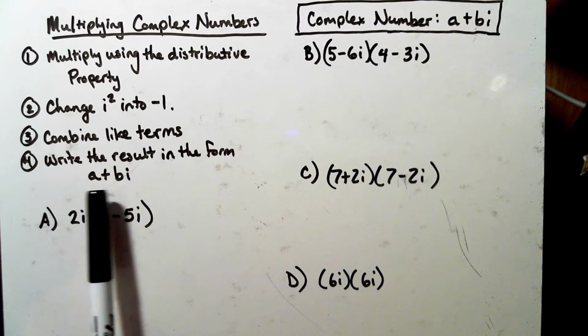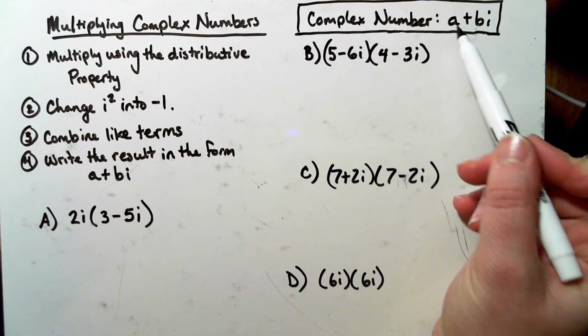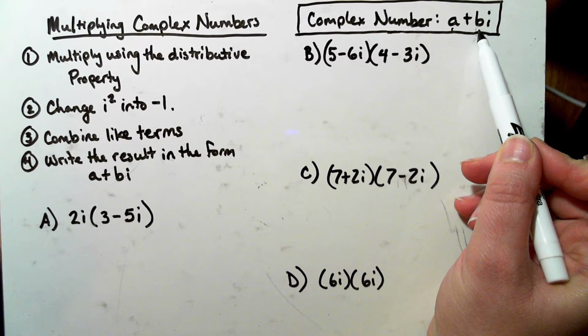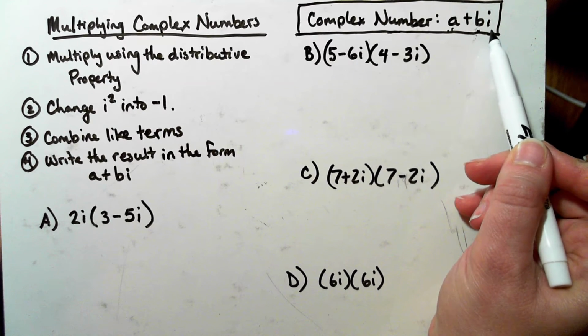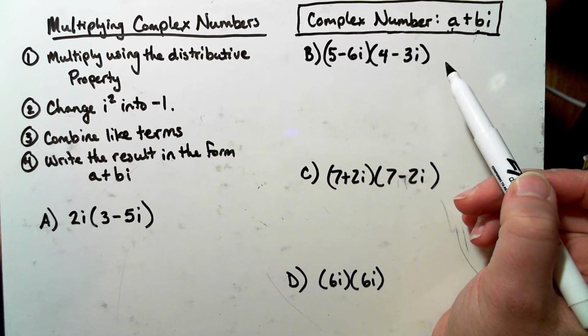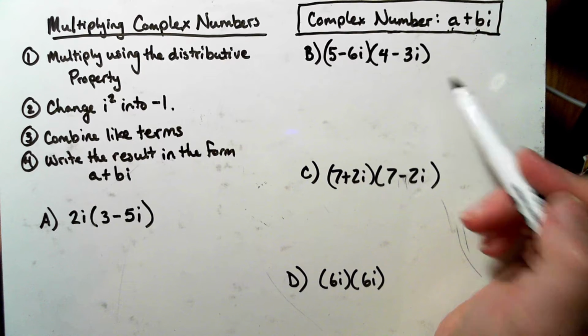This is the general format for a complex number, and you may recall that a complex number is a number that has a real part, a, plus an imaginary part, b. And we always write it in this format, a plus bi. You can have a minus sign here if b is negative, so that is allowed. So let's take a look at some examples of this.